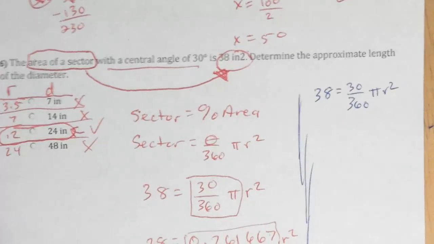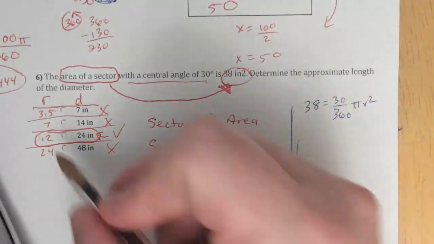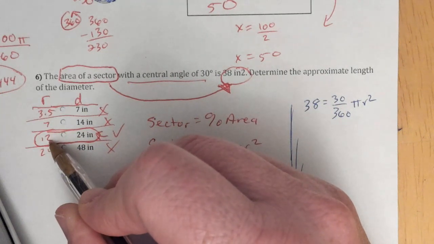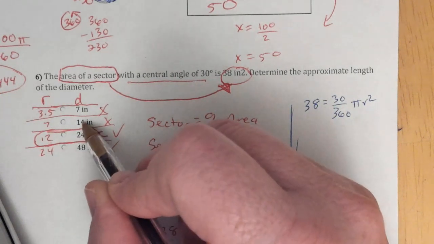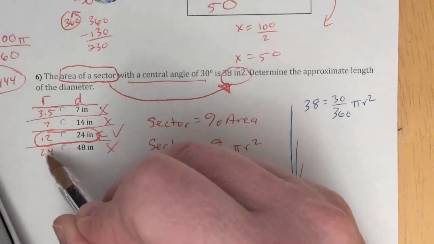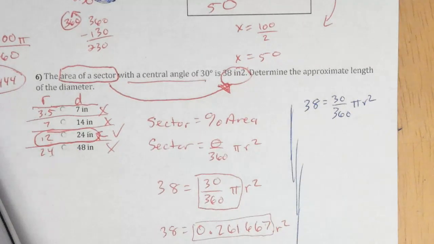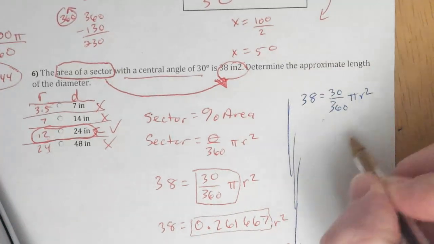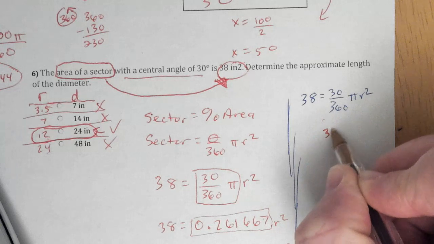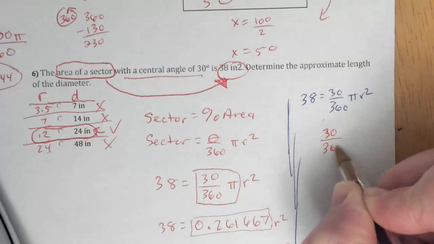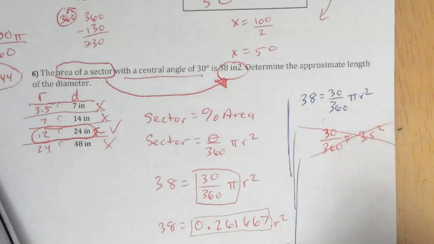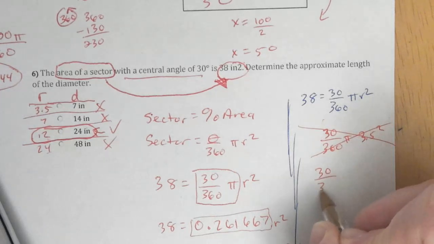Now, the dangerous part of that one is, you remember how 12 worked? So 12 worked. A lot of people might accidentally put in either 14, or they might think, oh, it was really this. So just be careful about that. So that was 2 different ways. One was actually algebraically, and the second way was just plug numbers in. So does 30 over 360 pi 3.5 squared work? No, it does not.